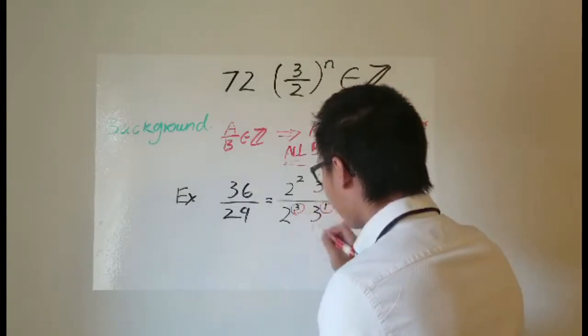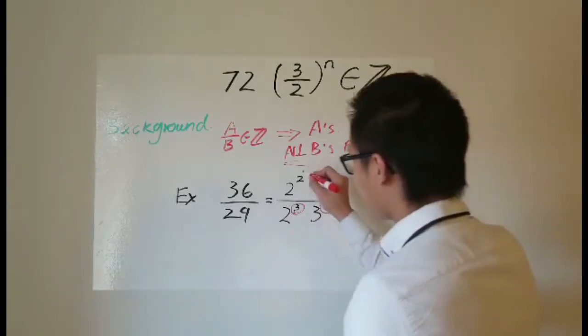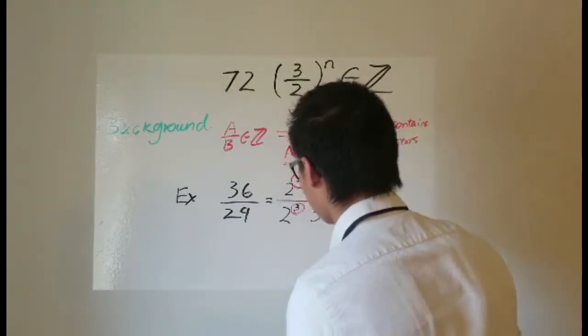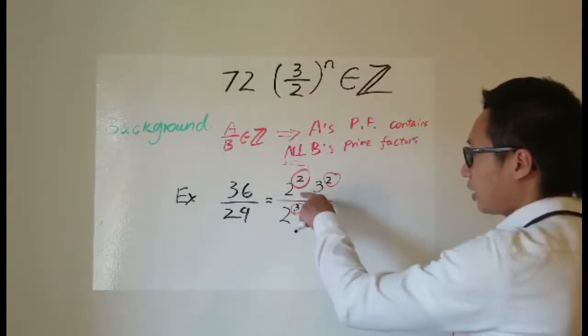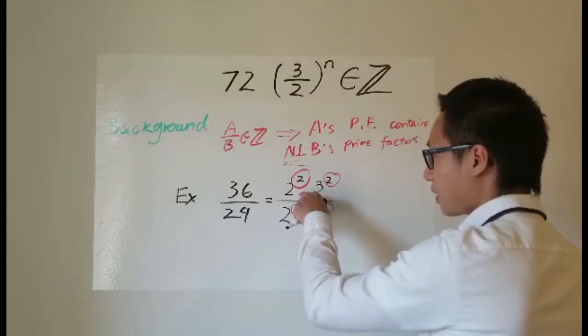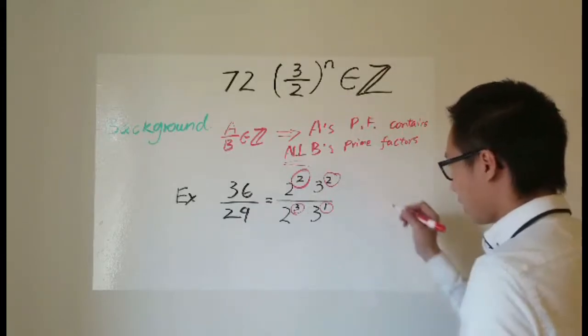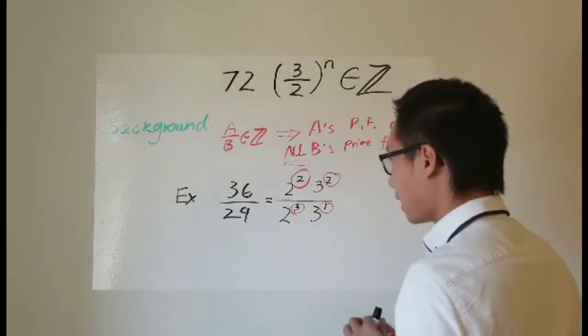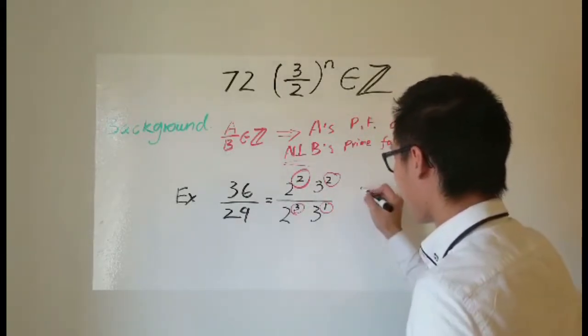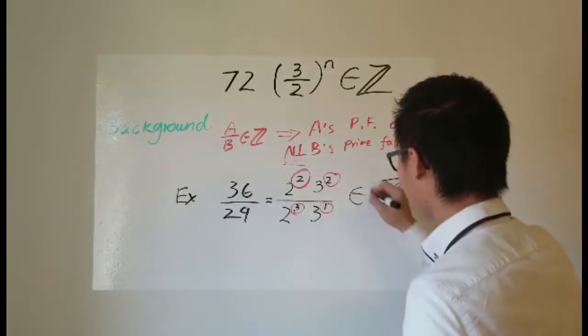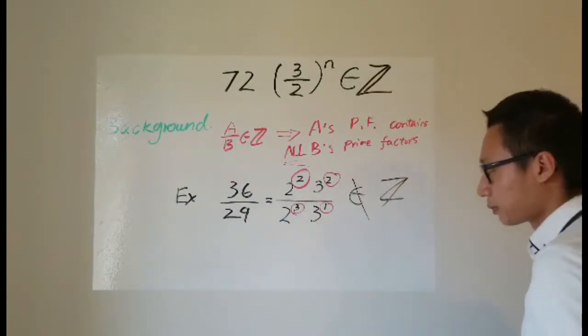24 has 3 factors of 2, whereas 36 has only 2 factors of 2. Therefore, there's not enough 2's in 36 to divide the 2's in 24. Therefore, I know that 36 divided by 24, the result is actually not an integer, right?